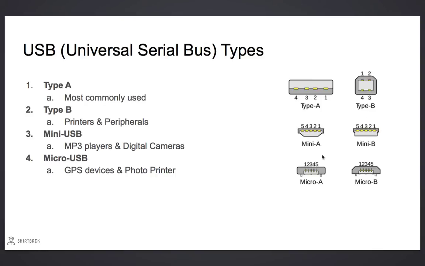The mini USBs, both the A and the B, are 5-pin connectors. They're used mostly with MP3 players and digital cameras. The micro USB are normally used with GPS tracking devices and photo printers.